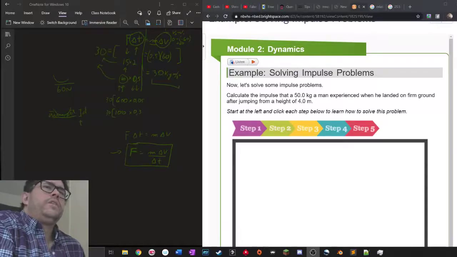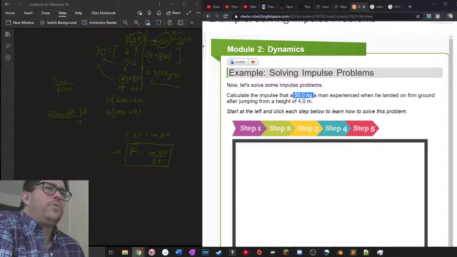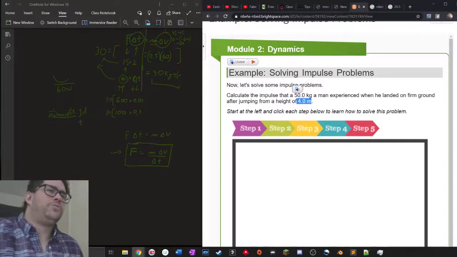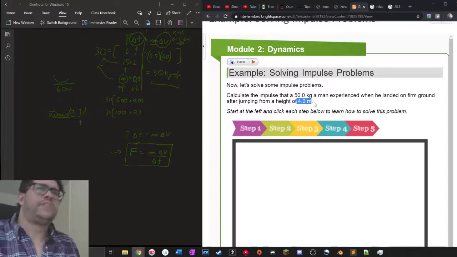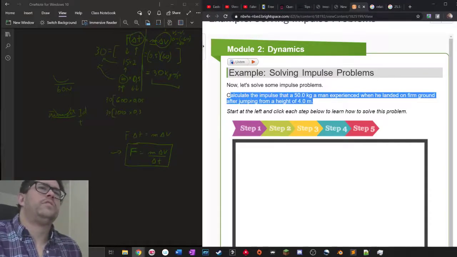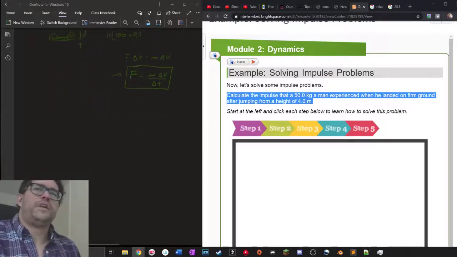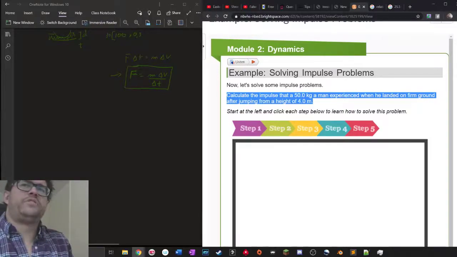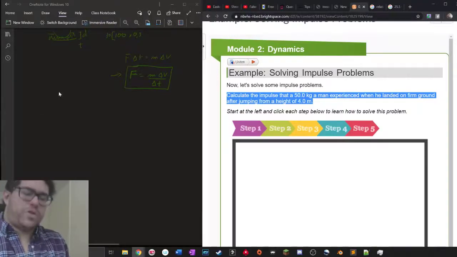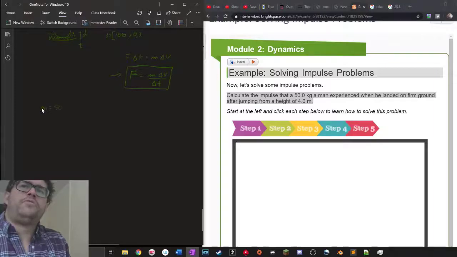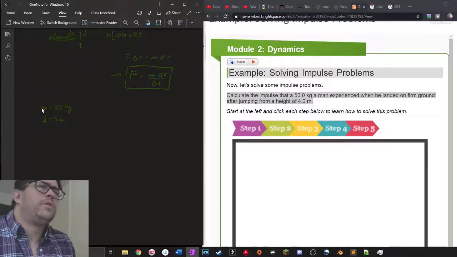Calculate the impulse of a 50 kilogram man when he lands on firm ground after jumping from a height of 4 meters. That's a great problem, very little information, and we're going to get all the physics out of it. You can pause me to do it. Calculate the impulse of a man, 50 kilograms. The distance will be 4 meters. This is a great problem.